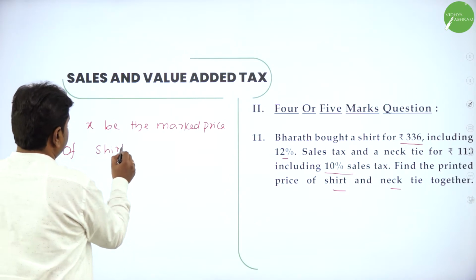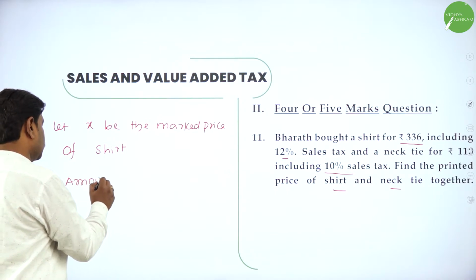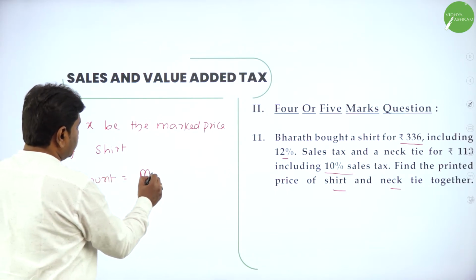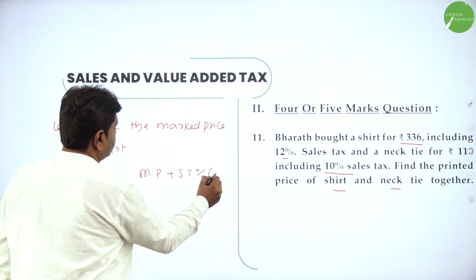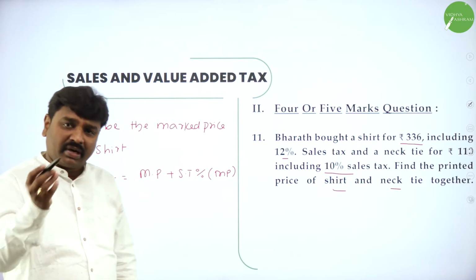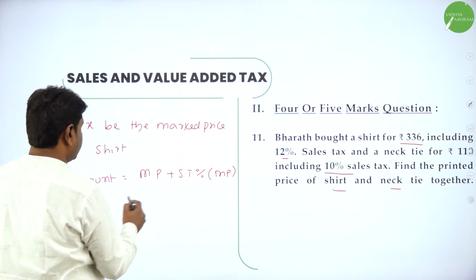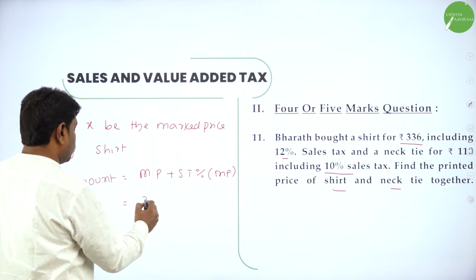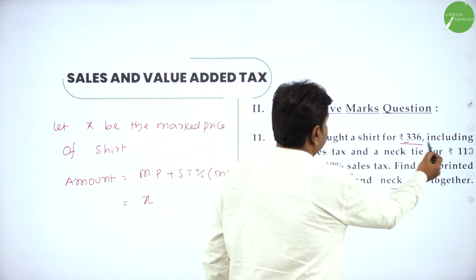Now you know amount paid is equal to market price plus sale tax percent of market price. This is the formula we'll use. The total amount we pay is the market price along with the sale tax. We don't know the market price, it is X, but the amount paid for the shirt is given. He is paying rupees 336.